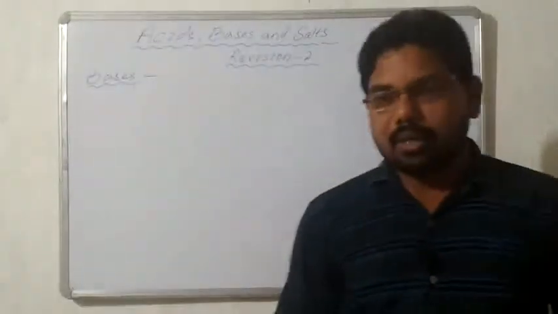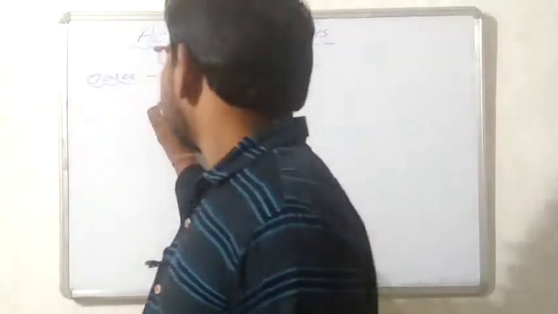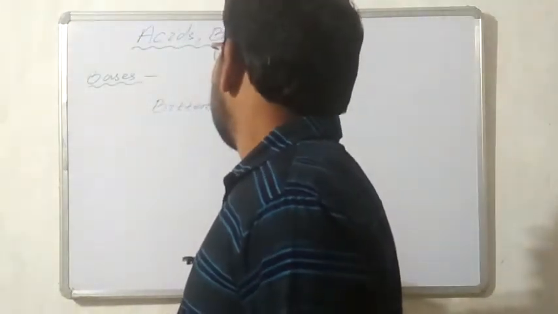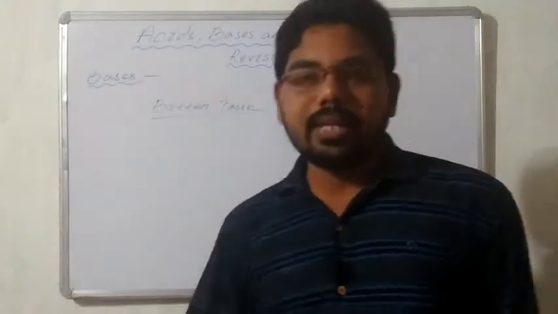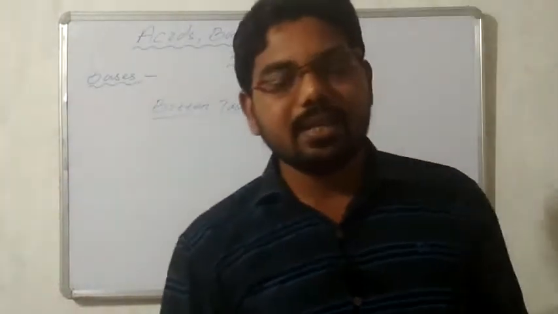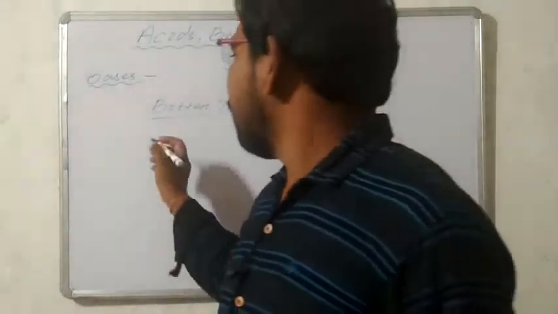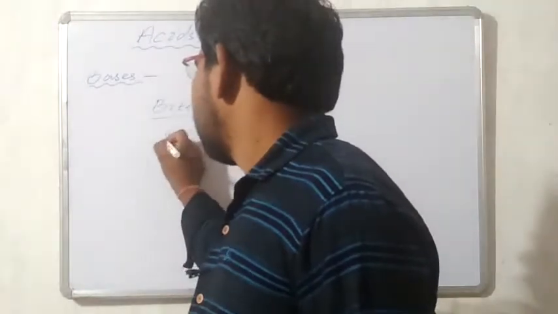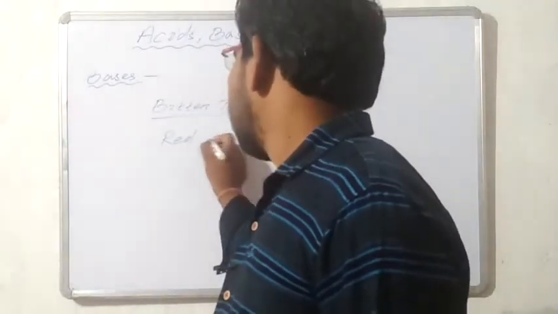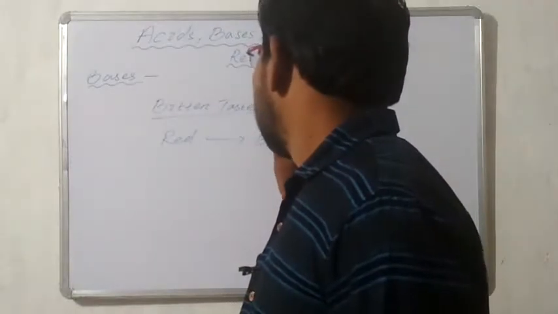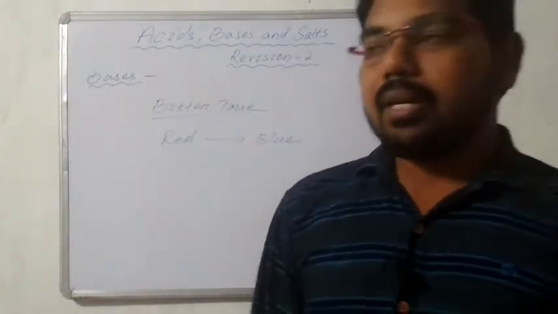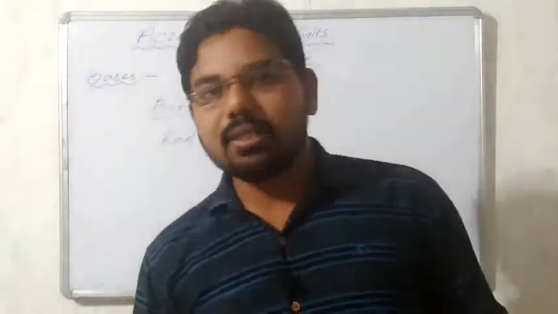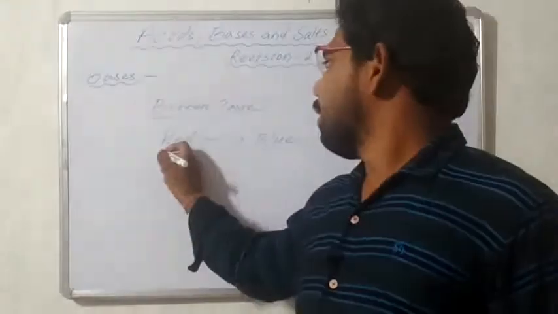So how can you identify a base? Mainly, bases are bitter in taste. But without tasting, how can you identify a base? With the help of the litmus test. A base changes red litmus to blue. When we add a basic solution, the red litmus paper changes into blue color. Then it is a base.